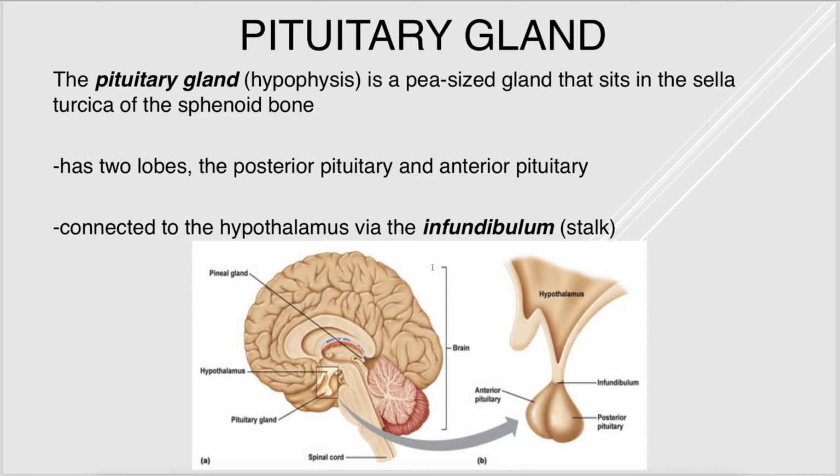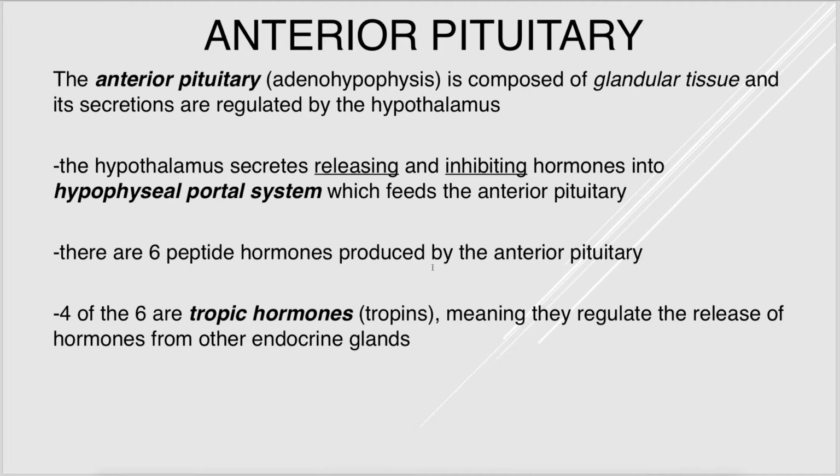It has two lobes, a posterior pituitary and an anterior pituitary, and they actually come from different types of tissue, which is interesting during embryonic development. The pituitary gland is connected to the hypothalamus by what's known as the stalk or the infundibulum. Again, that anatomy is really not that important. So the anterior pituitary, also known as the adenohypophysis, is called that because it arises from glandular epithelial tissue. Its secretions are regulated by the hypothalamus, and we're going to talk about that relationship in a little bit.